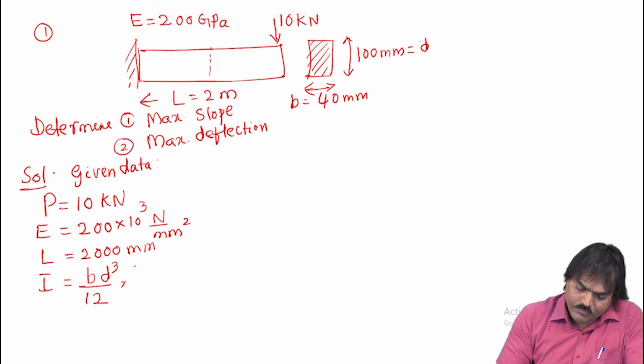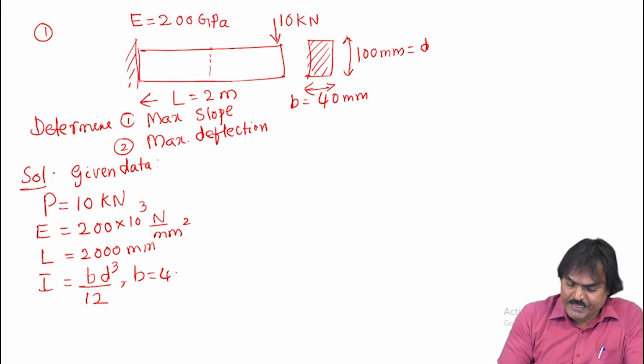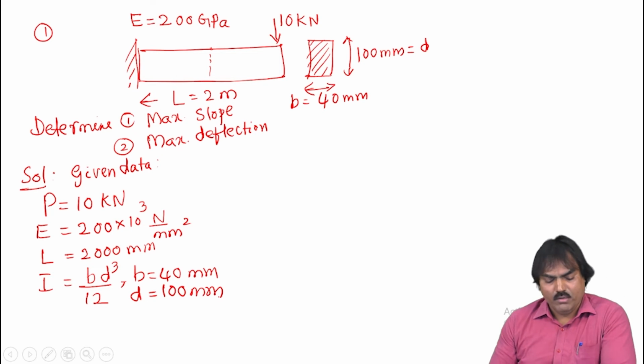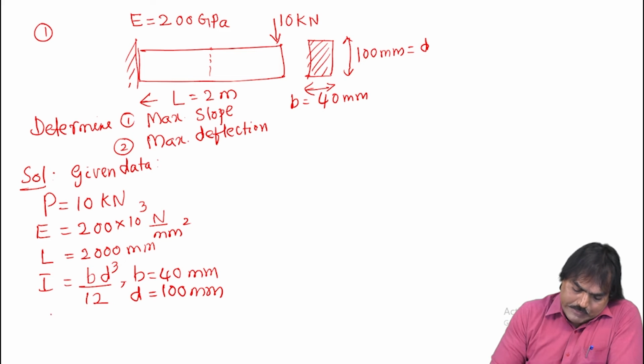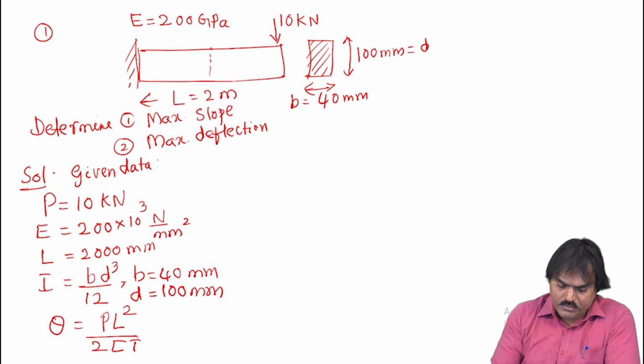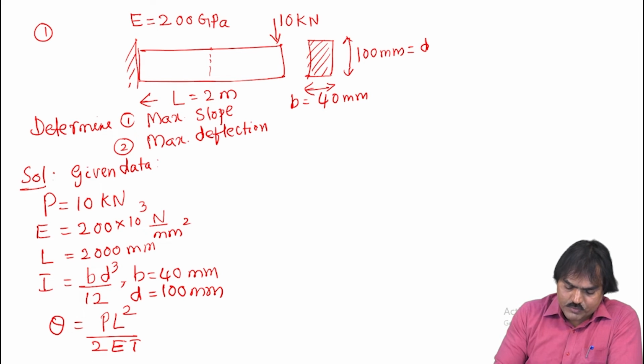In this, B is 40 mm. The depth of the beam is 100 mm. Now, what is the formula for slope? Theta is equal to PL square by 2EI. This is the formula we got.